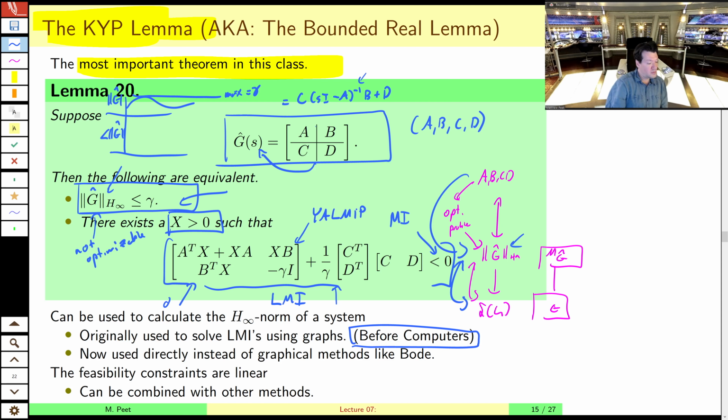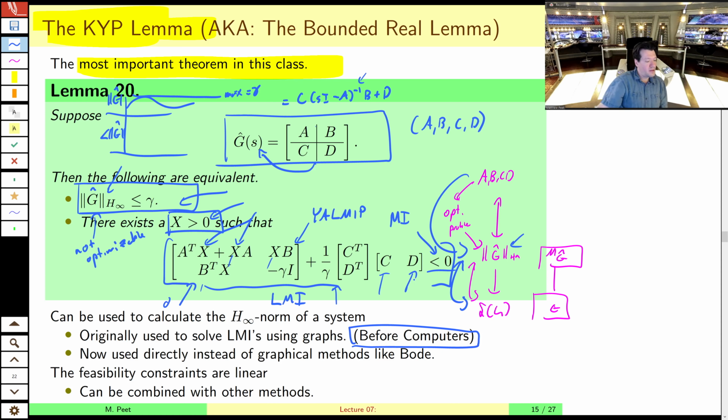So, important points. It's a linear matrix inequality. The variable here is X. The first constraint is strictly greater than 0. The second constraint is a negative inequality, but it's linear in the variable. It only appears linear here, here, here. It is not right now linear in C and D, but we will find a way to make it linear in C and D later.